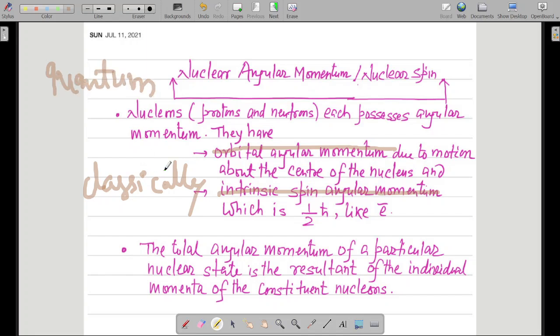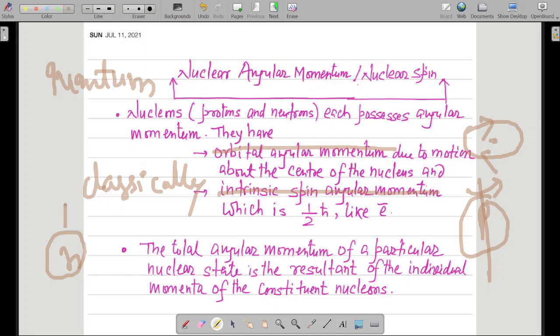But classically what does it mean? As already told in the previous class, the motion of the nucleons, that is the protons and neutrons, about the center of the nucleus leads to orbital angular momentum, and intrinsic spin angular momentum is on account of the proton. For example, this is a proton, so if it spins about its own axis, then we call it intrinsic spin angular momentum. And we have a neutron also, it also spins about its own axis, so on account of that it has intrinsic spin angular momentum also.